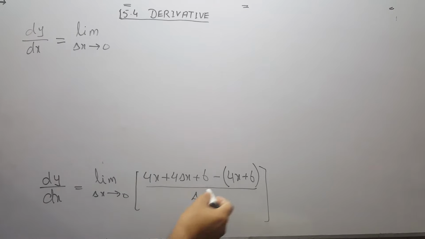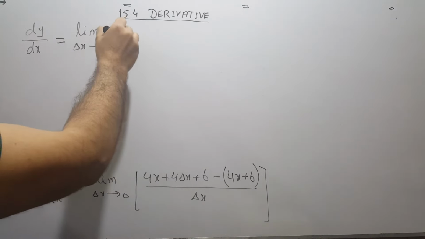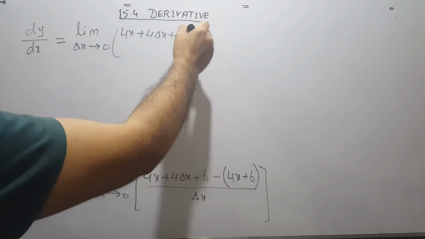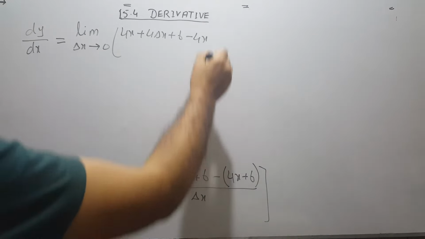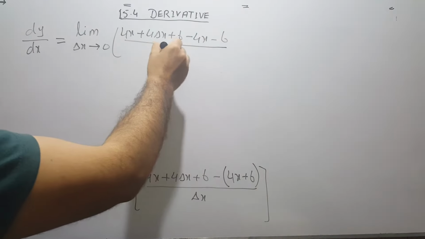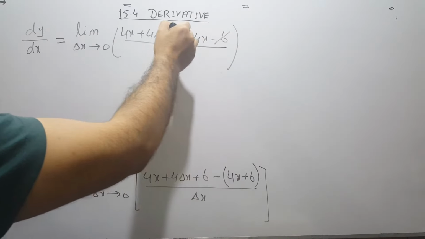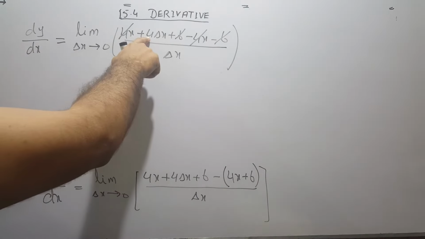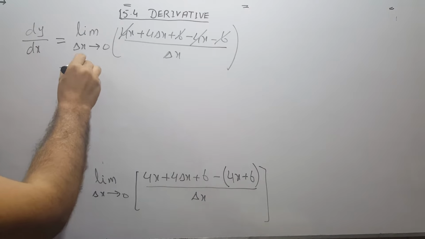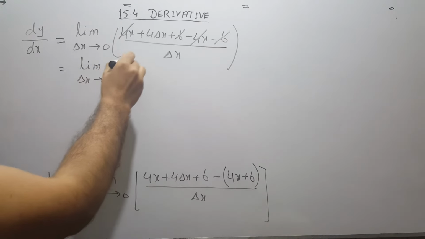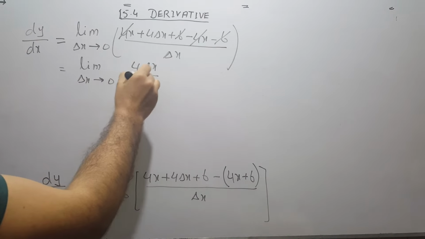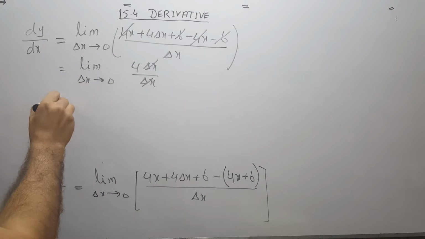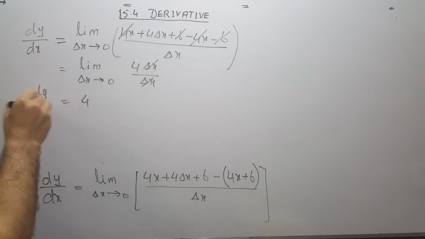Now if you open this up, we have 4x plus 4 delta x plus 6, minus into 4x gives minus 4x, and minus into plus 6 gives minus 6, divided by delta x. This minus 6 will cancel this plus 6, and this minus 4x will cancel this plus 4x. Now you have only 4 delta x over delta x, and they cancel each other. And if you apply the limit, this gives us dy by dx equals 4.